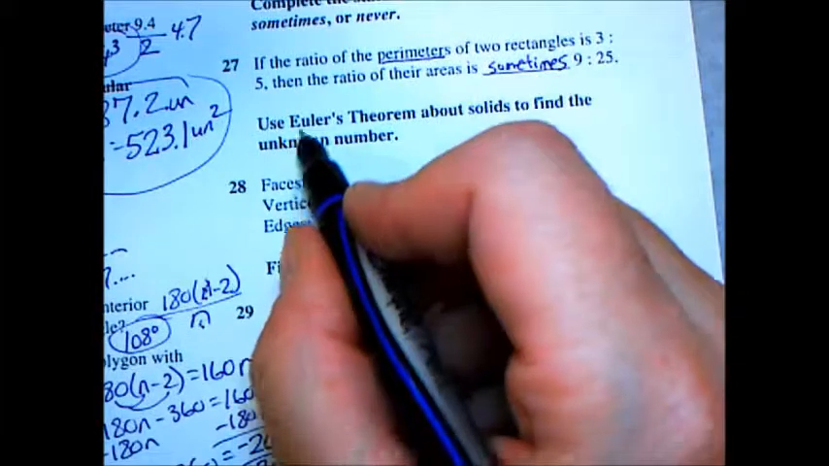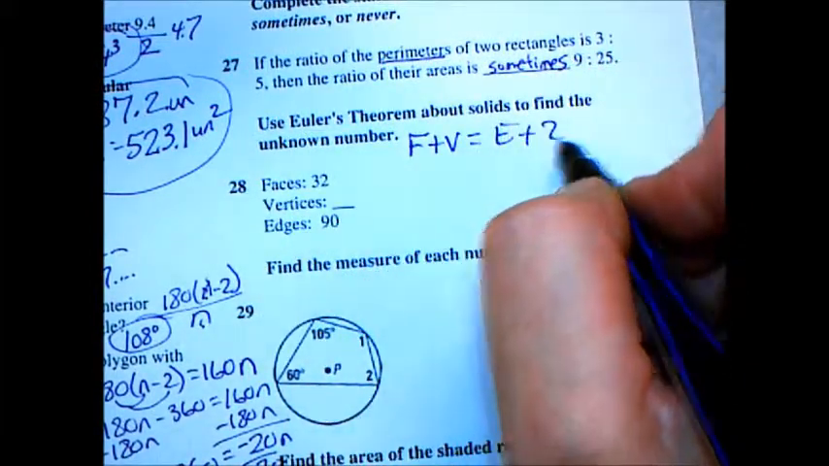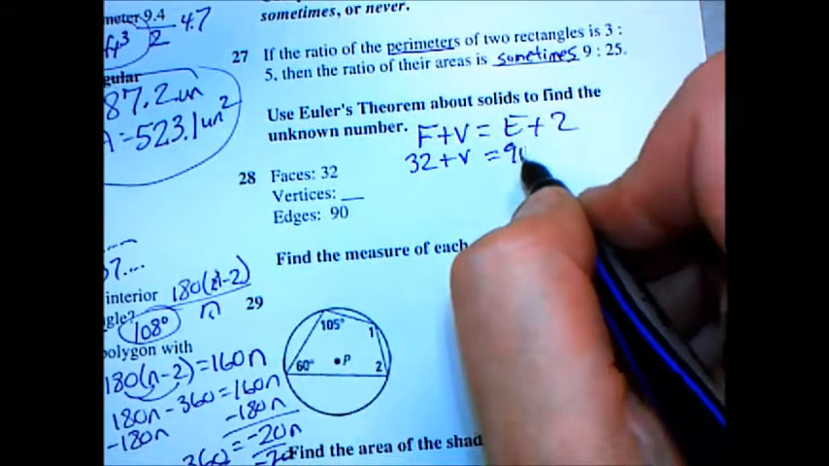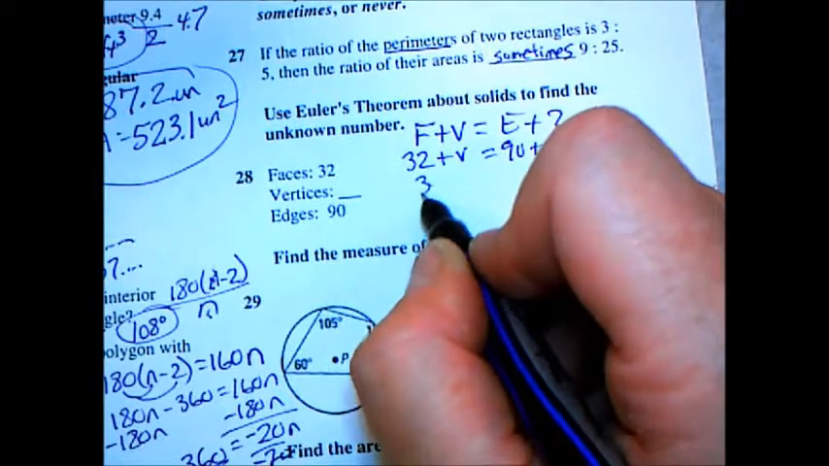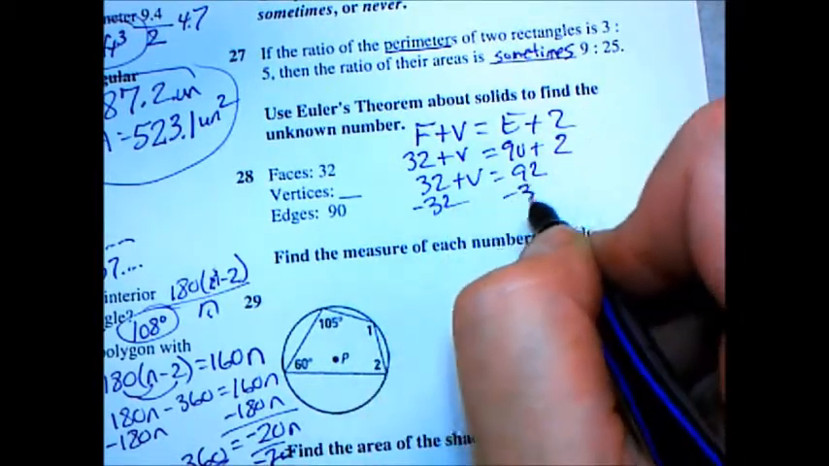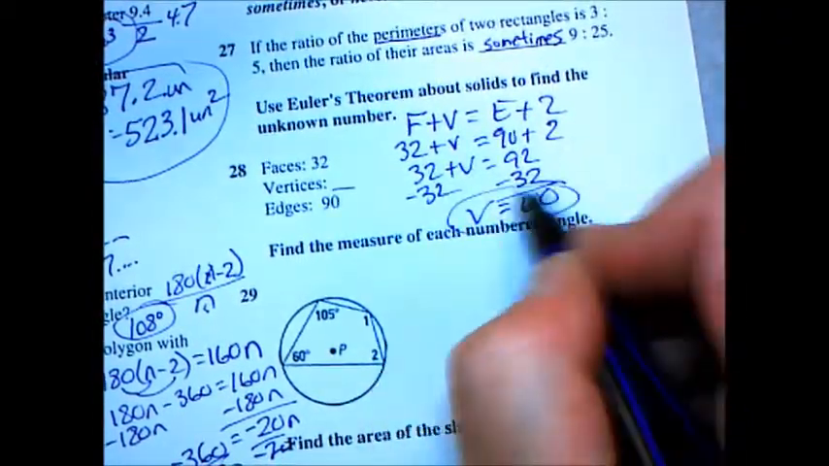28. Euler's theorem was F plus V equals E plus 2. So I'm going to take 32 plus V equals 90 plus 2. It's going to be 32 plus V equals 92. I'm going to subtract 32. And that gives me 60 V's.